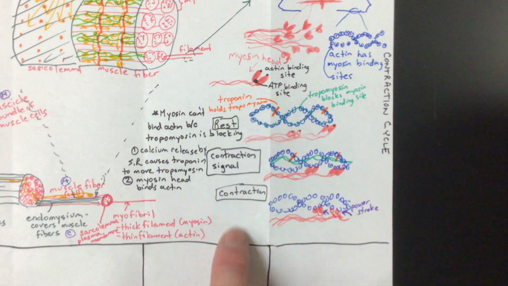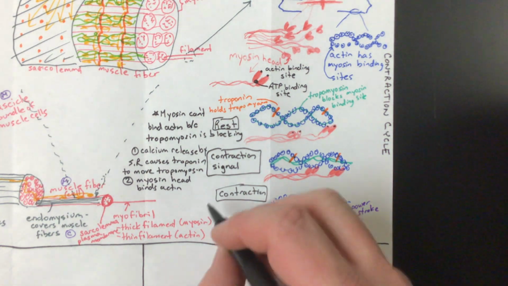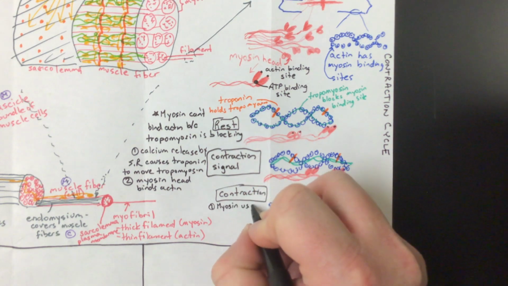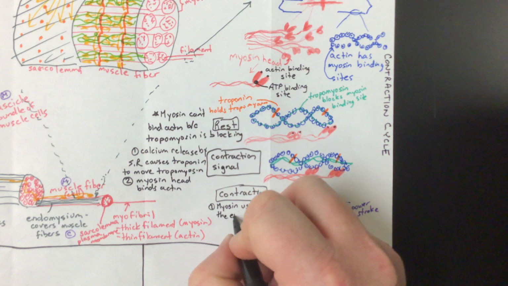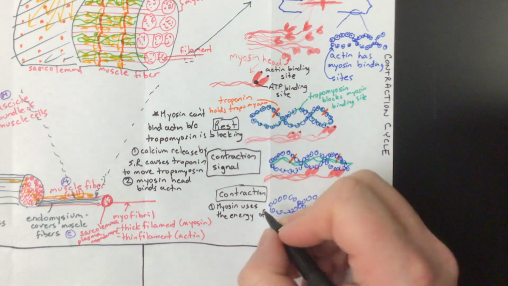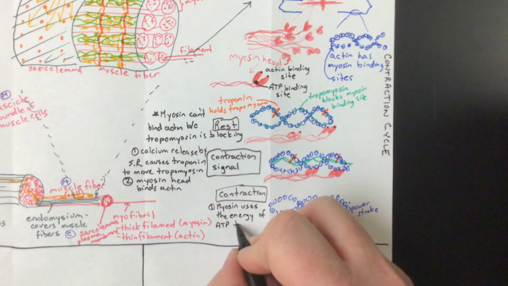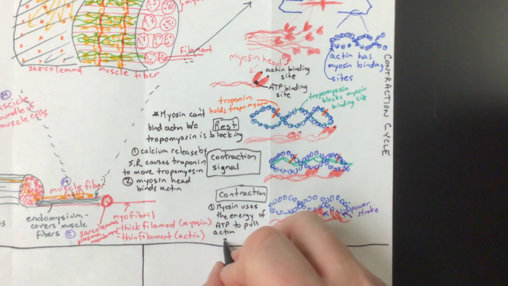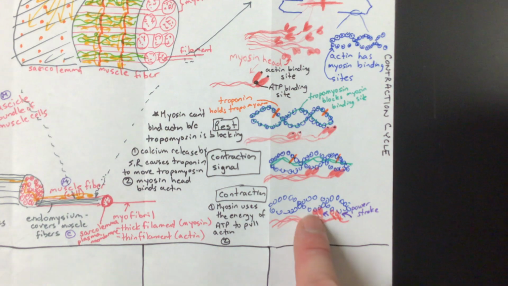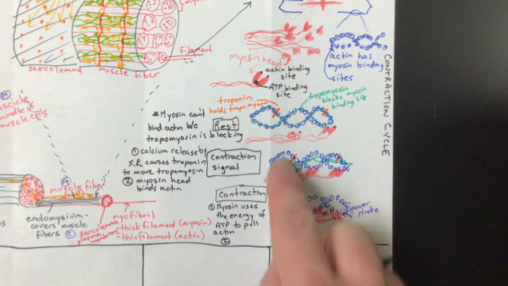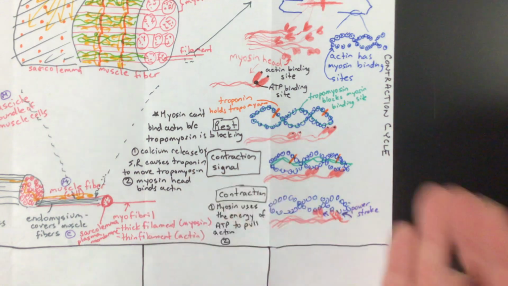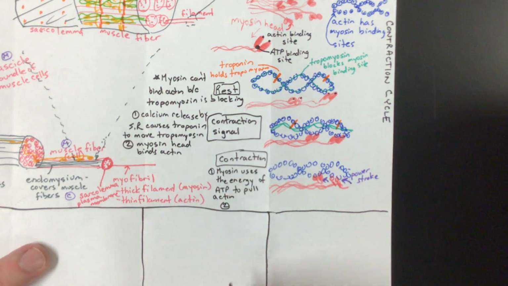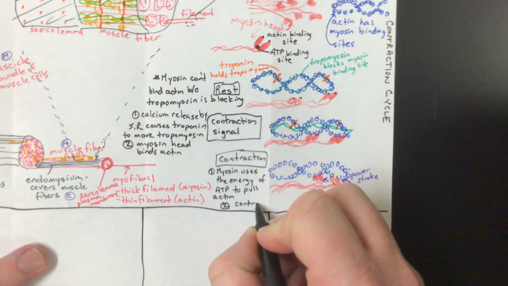So let's squeeze in right here what just happened. So myosin uses the energy of ATP to pull actin. And then what happens is this will repeat. So another ATP will come in and reset myosin, and then myosin will bind actin again and keep on doing this, what would be called a ratcheting effect of pulling the actin a little bit at a time. And that's called a contraction cycle.